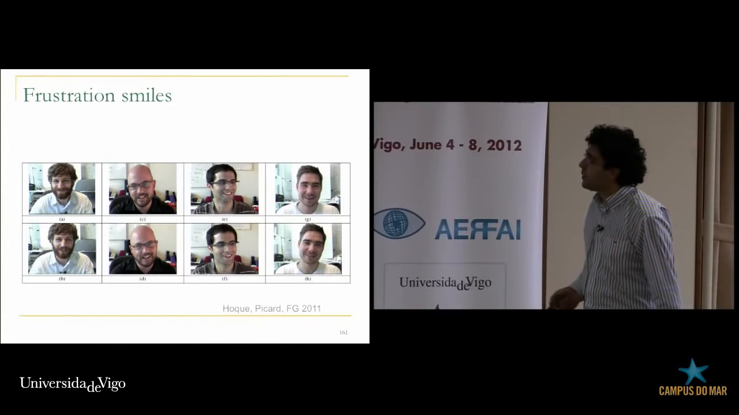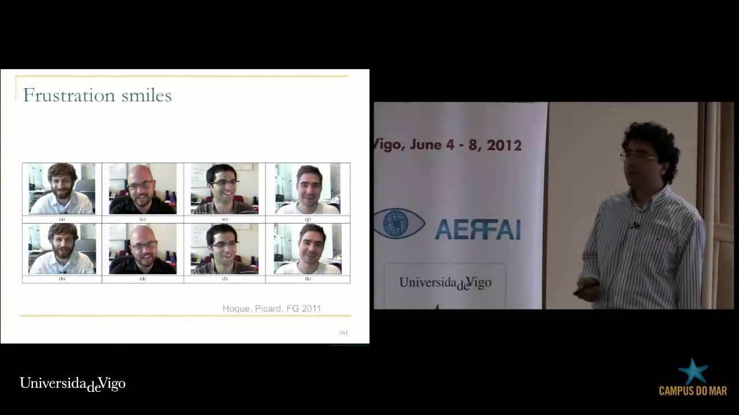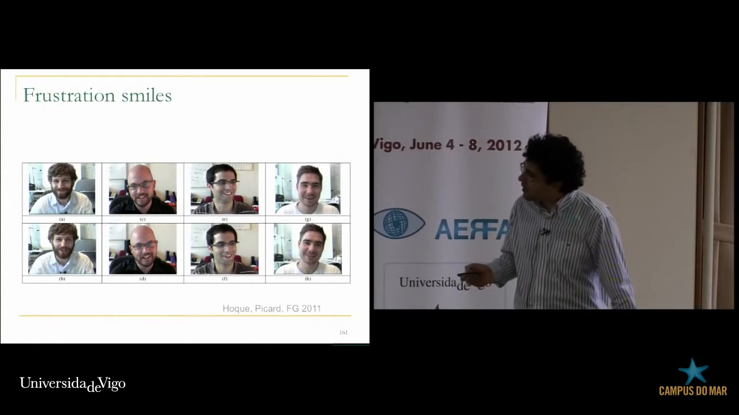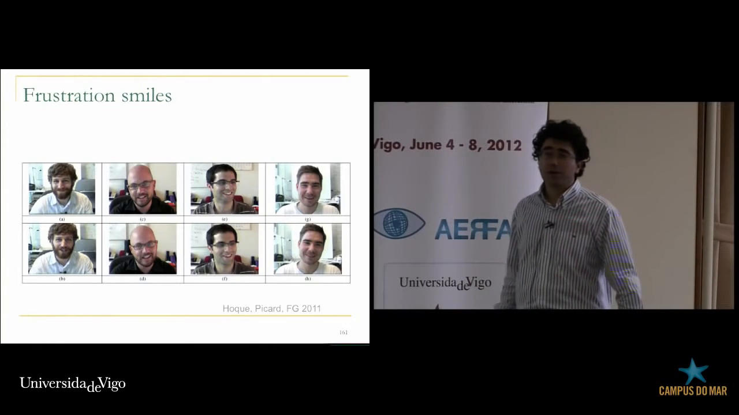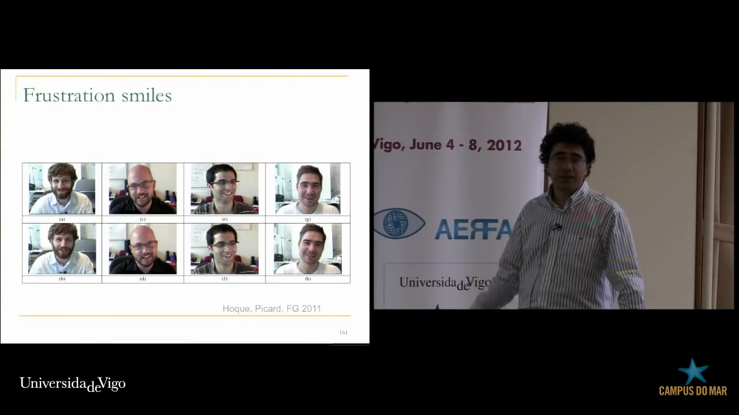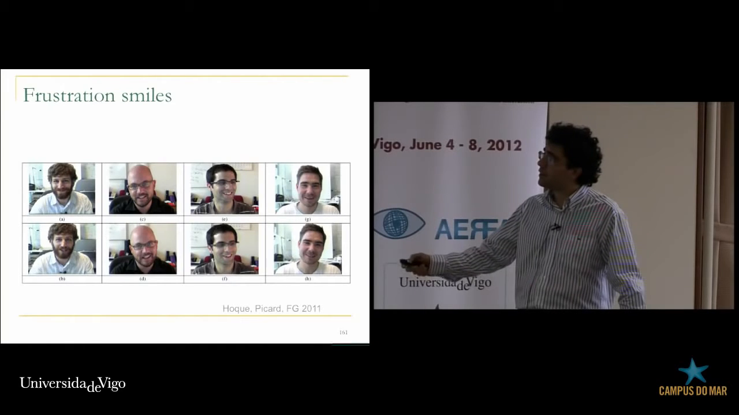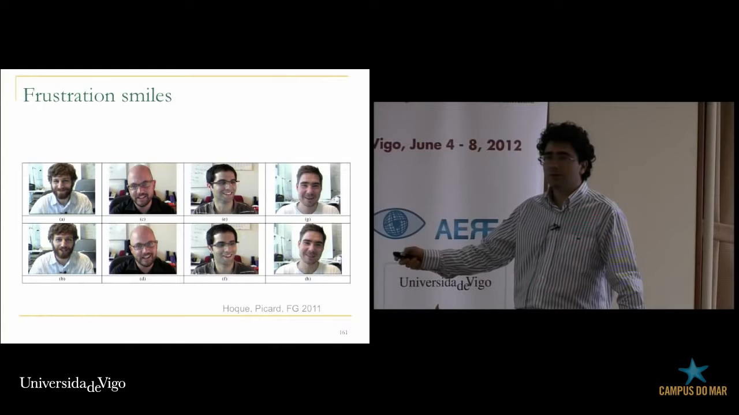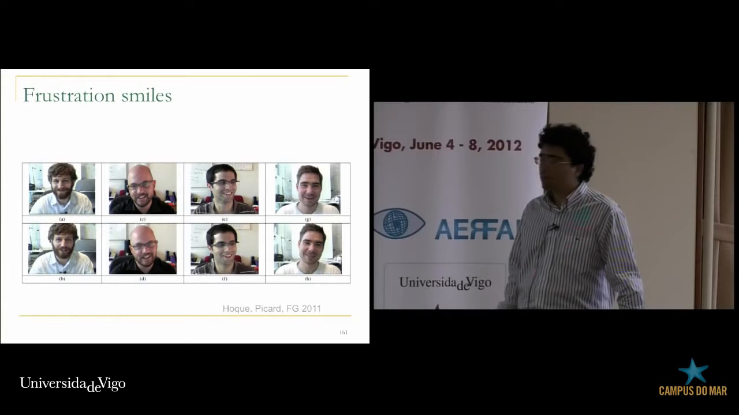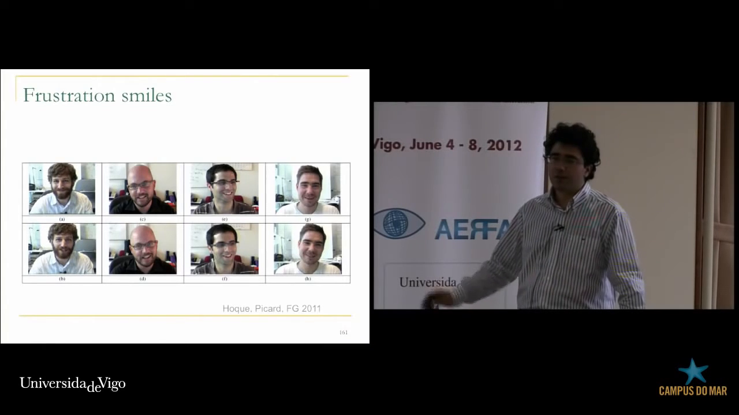Here are some other examples from the literature. Can you tell me which of these smiles are frustration smiles and which of them are happy smiles? Because Rosalind Picard and Hoek found that people also smile when they're frustrated. But people are very bad in finding this out. So who says that this one is a frustration smile? What about this one? What about this one? No? This one? Okay. Well, people are very bad. I mean, they perform almost at the chance level.